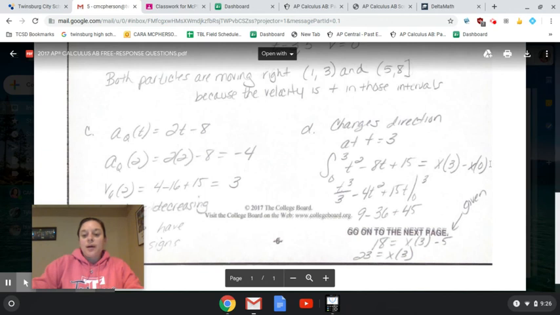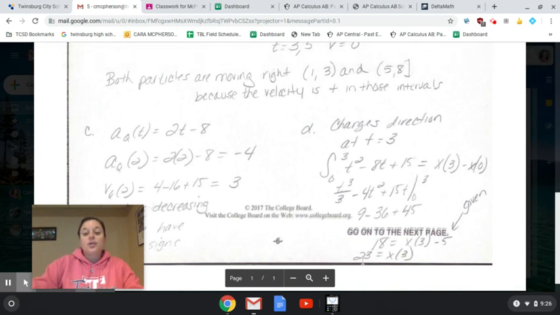That is x of 3 minus x of 0. We know x of 0 is 5. That's that given information. So I'm going to add 5 to the other side. So the position at 3 is 23.